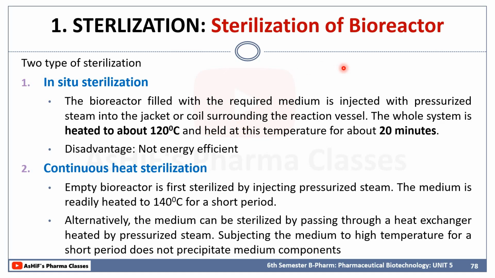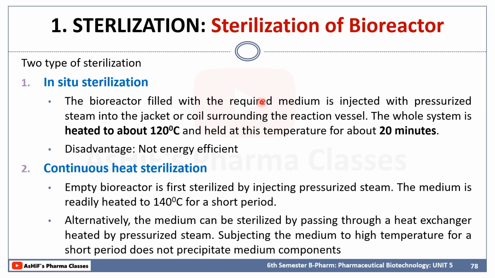Now sterilization of the bioreactor. We have already sterilized the culture media, and we have sterilized the air. Now we have to sterilize the equipment used for the fermentation process, and this can be done by in situ sterilization or by continuous heat sterilization, just as we mentioned for the culture media. We inject pressurized steam into the fermenter at 120 degrees Celsius for 20 minutes, or by increasing the temperature to 150 degrees Celsius for 120 seconds. Those are the two methods of sterilization of bioreactors.